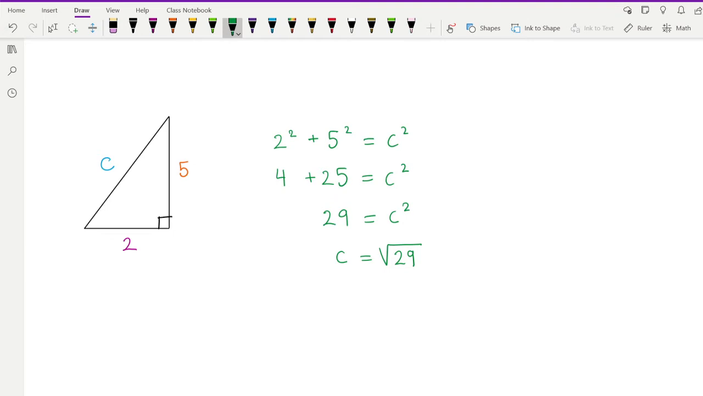And if you wanted to, you could type this into a calculator and see what you get. What you should see is that it should definitely be longer than either of these two sides, right? That's a quick check you can do to make sure you didn't make any mistakes: just remember that it should be the longest side. Okay, so that's the Pythagorean theorem.